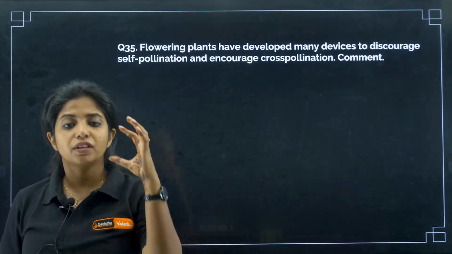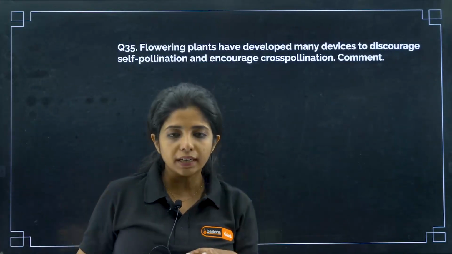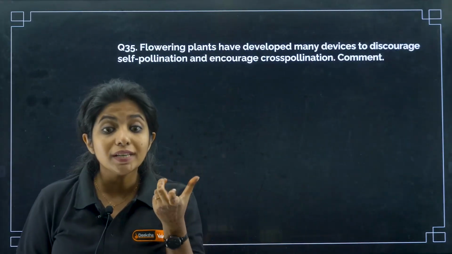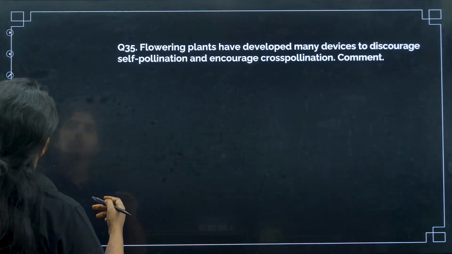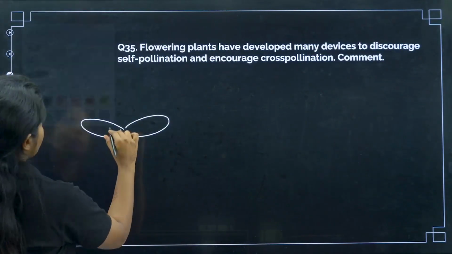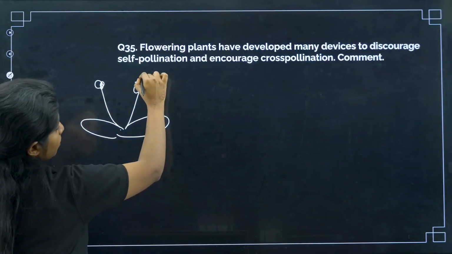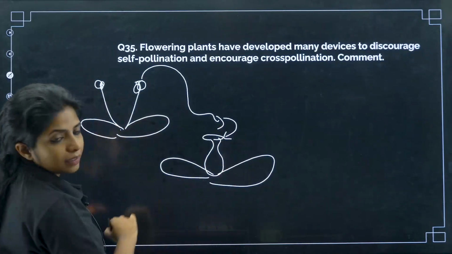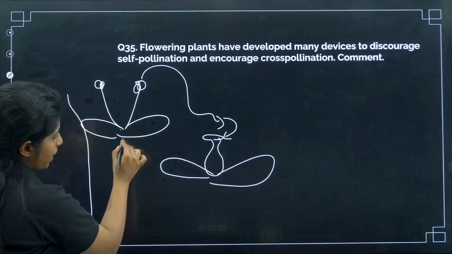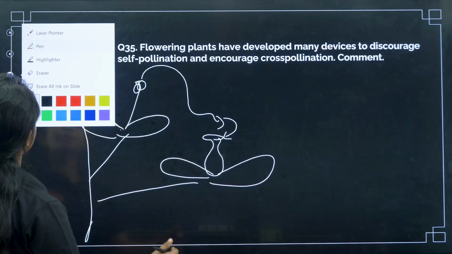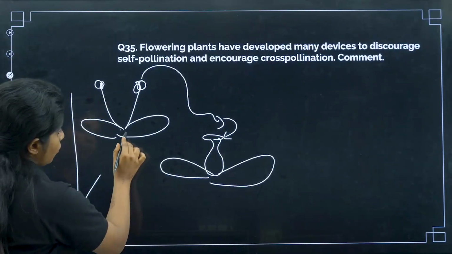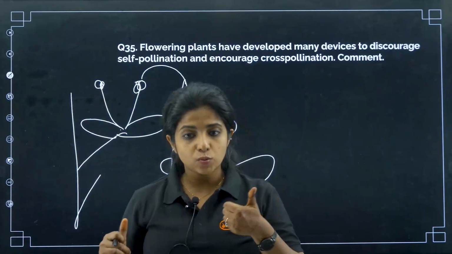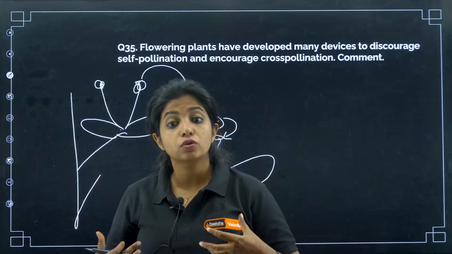So what have the flowering plants done for preventing self-pollination as well as encouraging cross-pollination? The first thing they have done is producing unisexual flowers. If unisexual flowers are there, in a flower there is only one sex, probably the stamen. So the male gametes from here have to travel to the other flower which would be having the carpel. Now, if they are on the same plant, it is the same genetic material, but if they are on a different plant, then obviously it is cross-pollination and is going to give rise to more genetic varieties. So that is one thing that has been done: production of unisexual flowers and also unisexual plants.